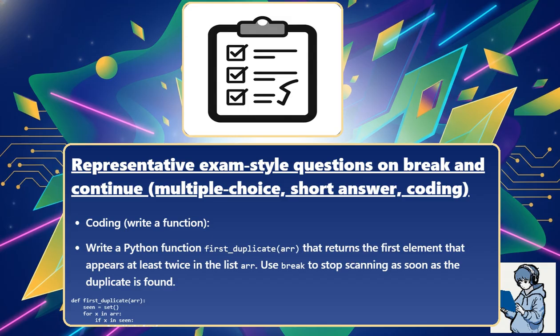Coding, write a function. Number 3. Write a Python function first_duplicate that takes an array and returns the first element that appears at least twice in the list. Use break to stop scanning as soon as the duplicate is found. The skeleton code: define first_duplicate of arr, create an empty set called seen. For each x in arr, if x is in seen, duplicate found, blank to fill in, use break or return. Add x to seen, return None at the end. Solution: replace the blank with return x, or assign duplicate equals x, break, then return duplicate.